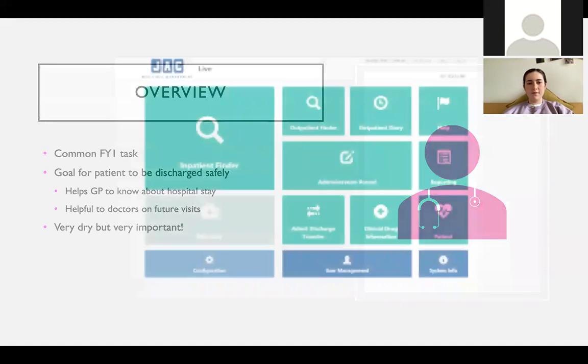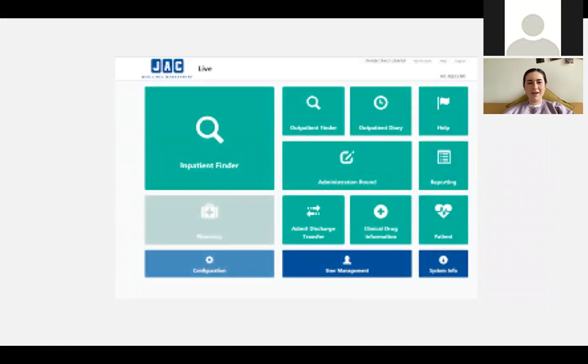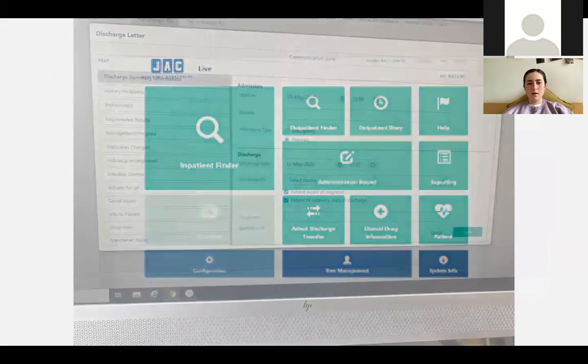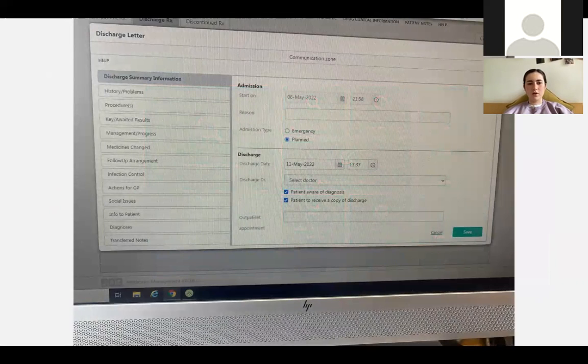So just briefly, with this terrible graphics, at Wythenshawe we use something called Jack, and wherever you are, there'll probably be a similar system, an online system for writing your discharge summaries. This is just a picture I took to give you an idea of what the structure looks like. It's quite helpful. It'll show you different sections to write in, so it gives you a bit of structure. You're not having to come up with all of it off the top of your head.